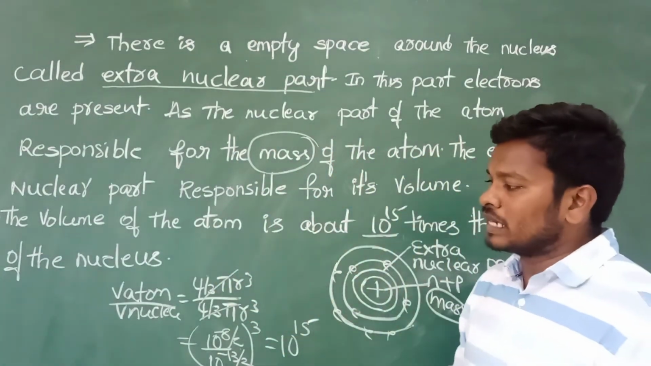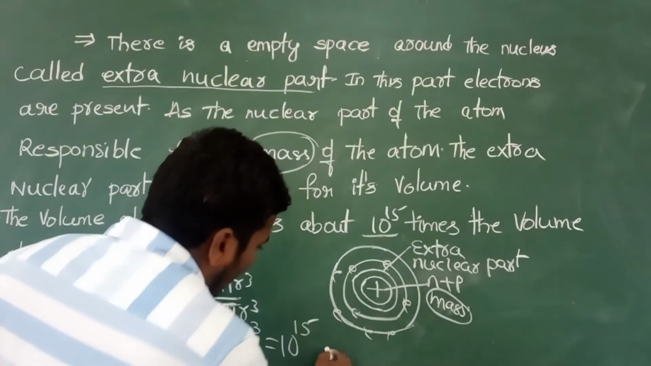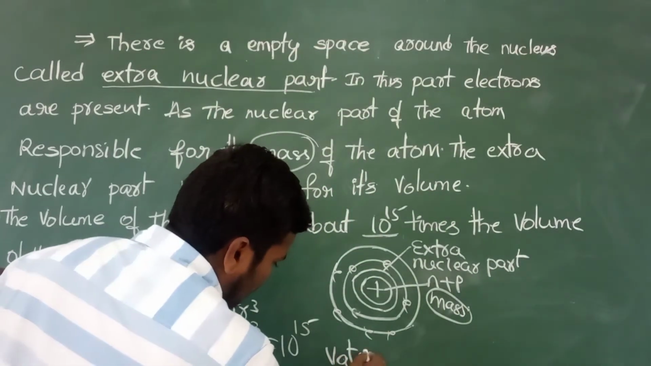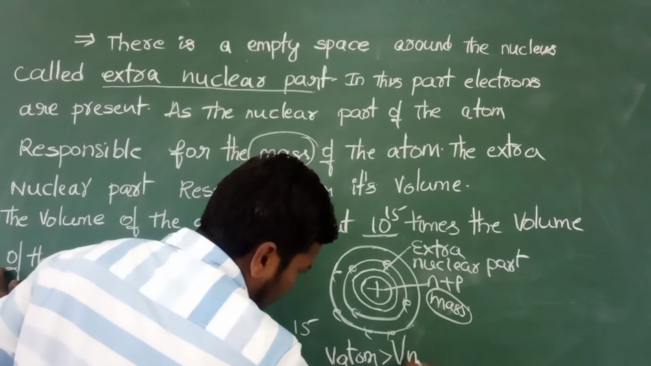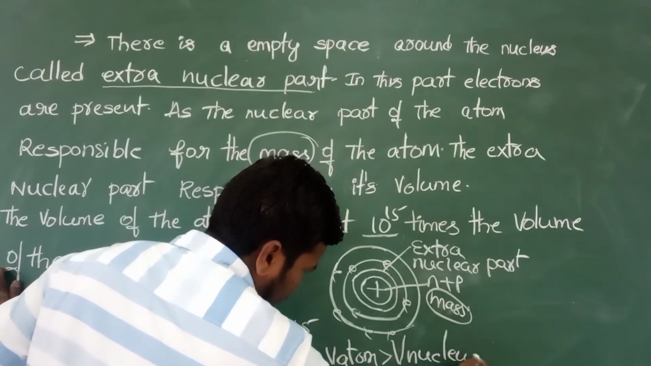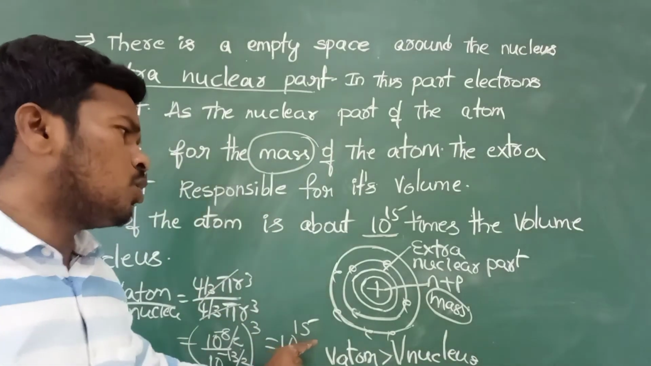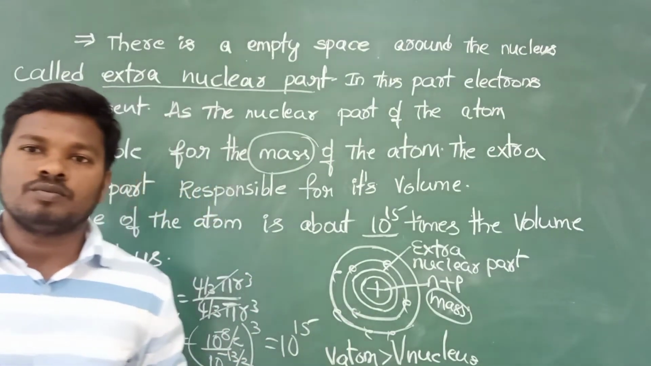Here you have to understand that the volume of the atom is greater than the volume of the nucleus. The nucleus has a very small volume, but its mass is very large.